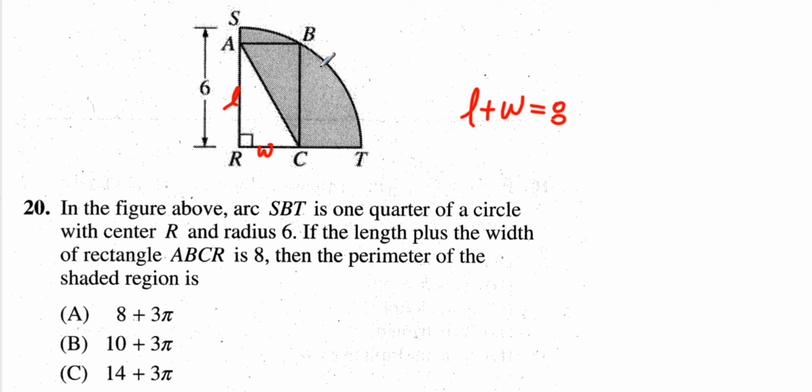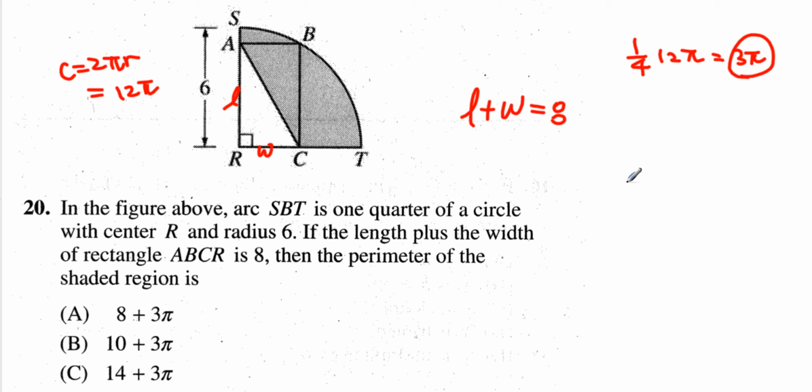So first I have to get the outer curve. That will be what? A quarter of the circumference. How do you find the circumference? It is equal to 2 pi r, which will be equal to 12 pi. So when I take a quarter of 12 pi, I'll be getting 3 pi. So that will be equal to 3 pi.